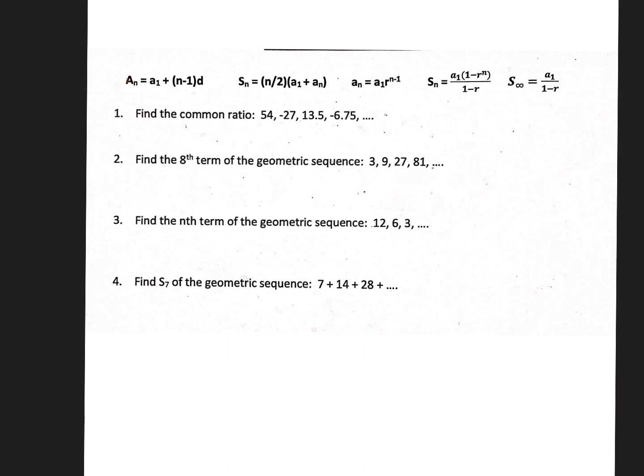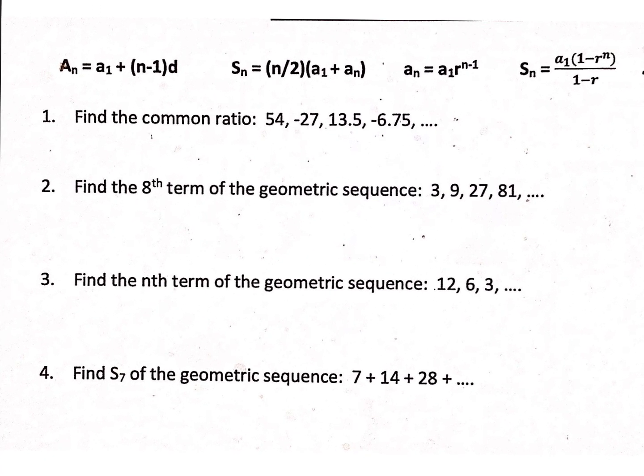All right, guys, let's knock out this practice test. Number one says find the common ratio. Common ratio is just R. Remember how we find R? Sometimes you can tell by looking at the sequence. Other ways, you just put the second number over the first one. So if you did negative 27 over 54, you get negative 1/2. That's all you got to do.